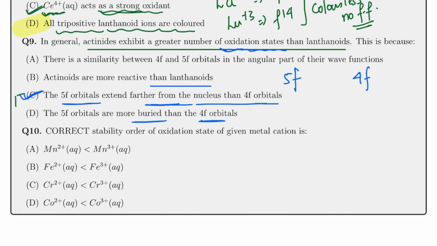And actually C and D are opposite of each other. 4f orbitals are closer to the nucleus. Buriedness means orbitals are closer to the nucleus, and if orbitals are closer to the nucleus, they will be less available for bonding. So the right answer for this one is C.